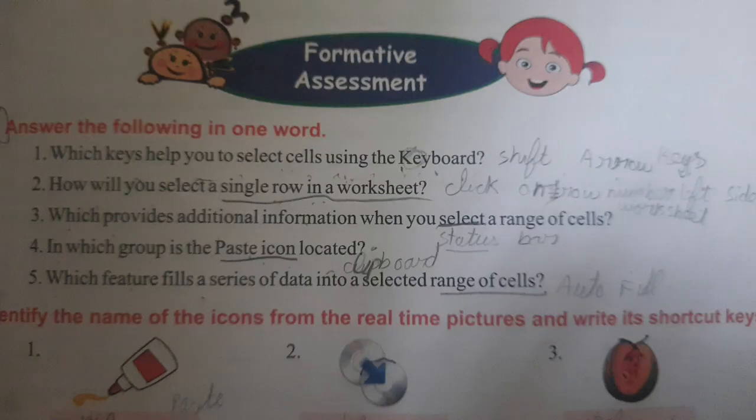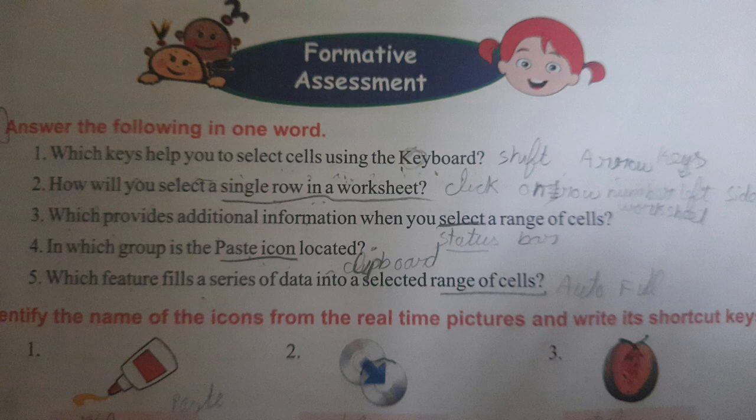Chapter 2, page number 19. Take page number 19. The first exercise: answer the following in one word. First one, which keys help you to select cells using the keyboard? The shift key is the answer. When you hold the shift key and use arrow keys, you can select multiple cells in a worksheet. So write the answer: shift plus arrow keys.